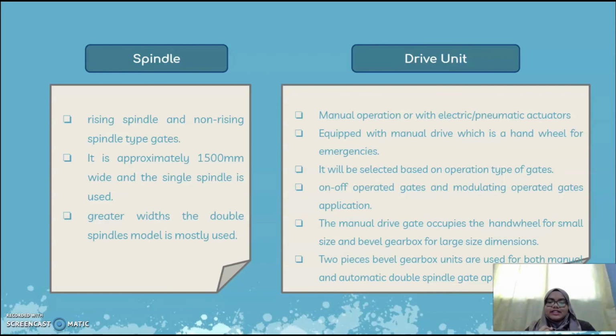Next, the spindle of the sluice gate. The types of spindle are rising spindle and non-rising spindle. For widths up to approximately 1,500 mm, a single spindle is used. For greater widths, the double spindle model is mostly used.